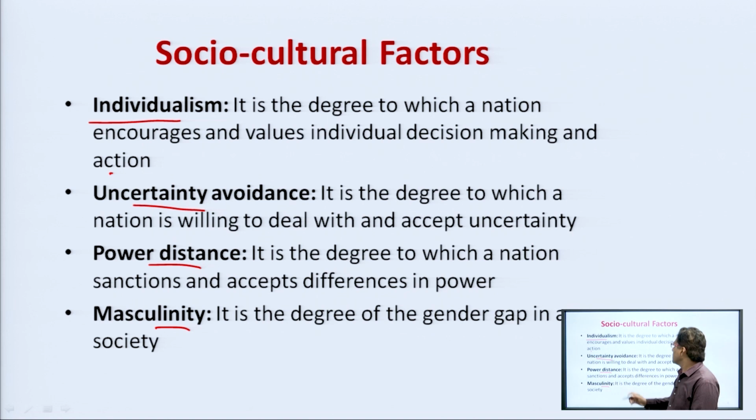Then comes uncertainty avoidance. Uncertainty avoidance is the degree to which a nation is willing to deal with and accept uncertainty. It means there may be different kinds of uncertainty in the business, and for a business it is very much required to avoid many types of uncertainty that persist in the nation. So, whether the nation is willing to deal with or accept uncertainty of different kinds, if yes, it will be better for you to start a business.